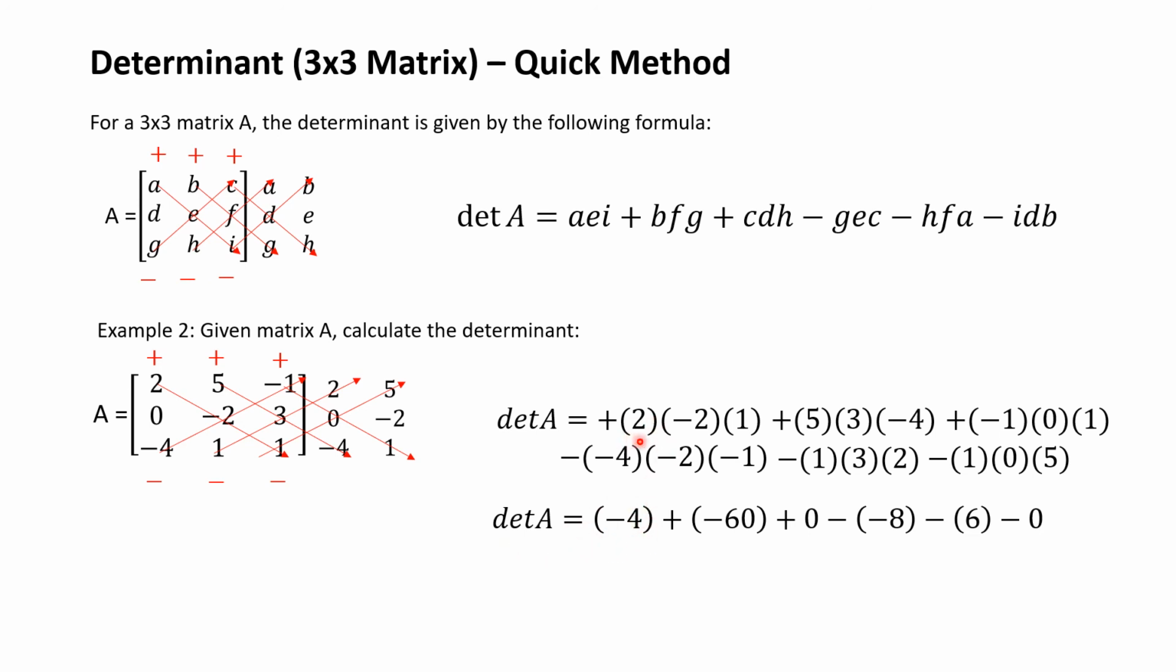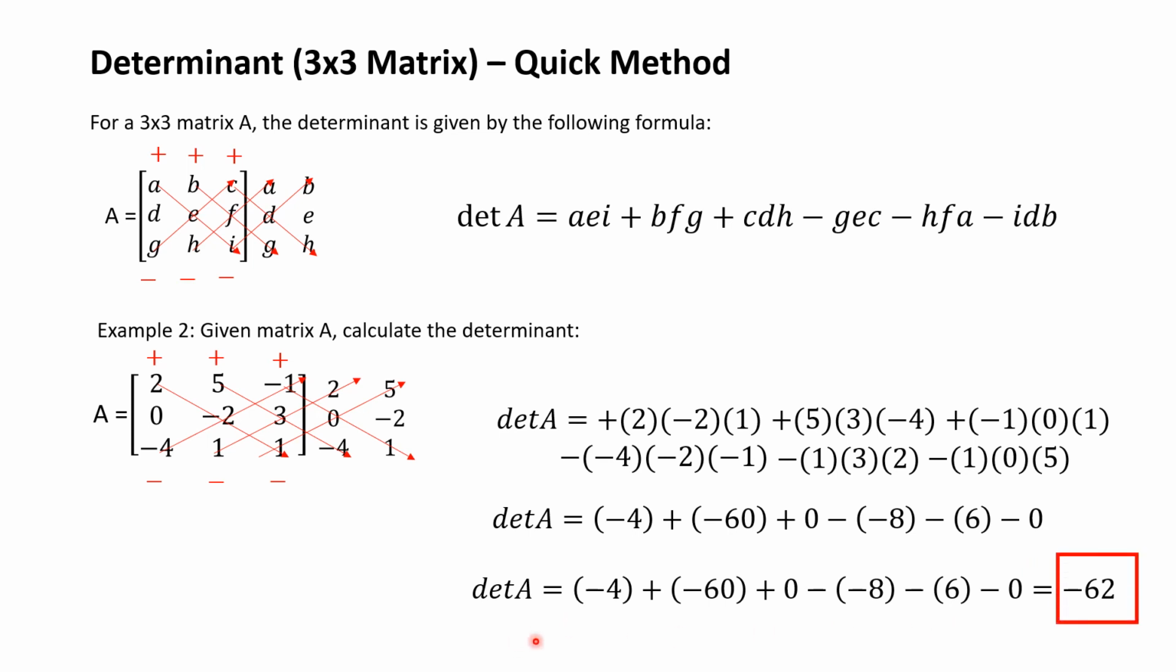negative 4. 2 times negative 2 is negative 4. 5 times 3 times negative 4 is negative 60. This term here is 0. This term here, negative 4 times negative 2 is positive 8, times the negative value here is negative 8. Negative 3 times 2 is negative 6, and this again is a 0 value. Therefore, when we add everything up together, we get the determinant A, and it's equal to negative 62.